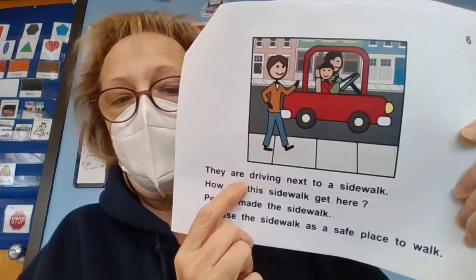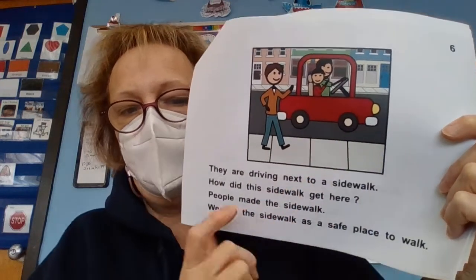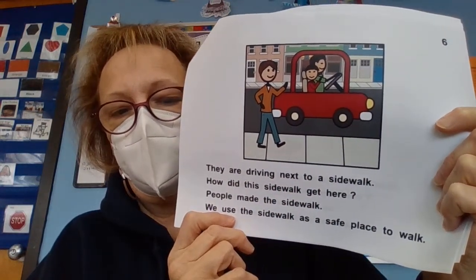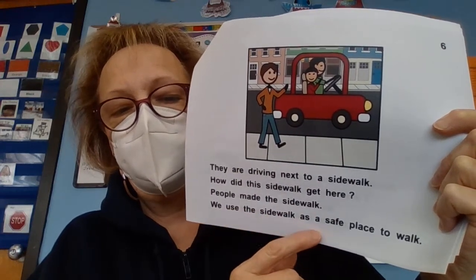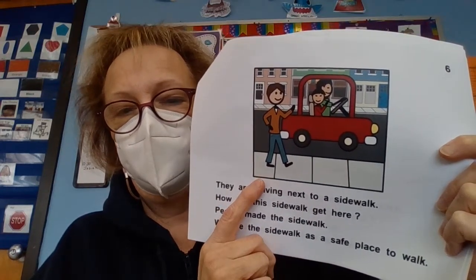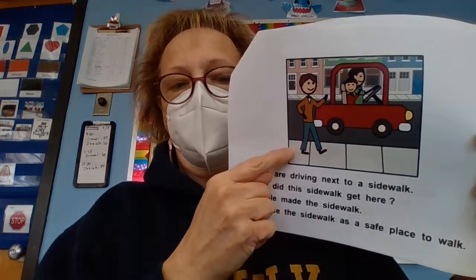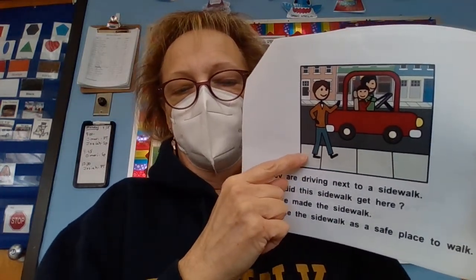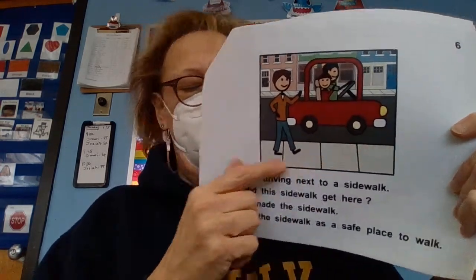I don't know how they do that. They are driving next to a sidewalk. See, he's on the sidewalk. How did the sidewalk get there? People made the sidewalk. We use the sidewalk as a safe place to walk. Again, they have to level out the ground. And then when they're ready, they start putting the cement down.